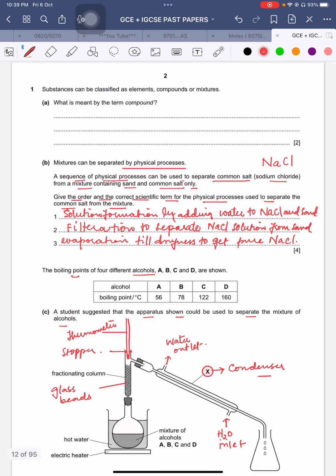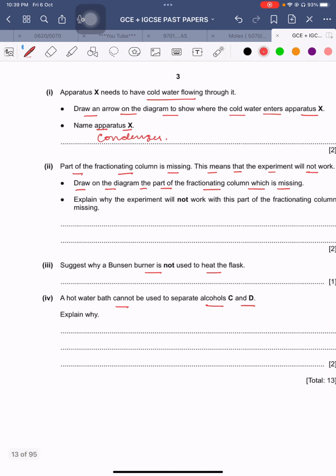A hot water bath cannot be used to separate alcohols C and D. Explain why. You can see that both C and D have boiling point values greater than water's boiling point, that is 100 degrees Celsius. So that's why a water bath cannot achieve a temperature greater than 100 degrees Celsius. So a water bath cannot be used to separate those fractions which have boiling points greater than that of water.